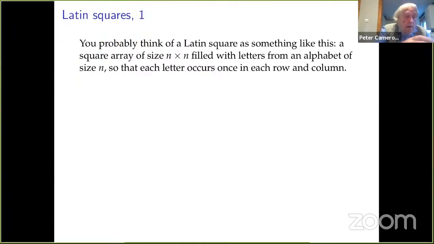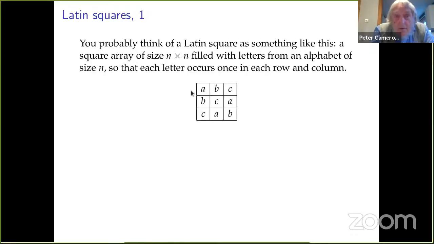Right, so now we're moving towards the diagonal business, but we have to stop and think about Latin squares first. So I hope you've met Latin squares in some bit of discrete mathematics before. And you probably think of it like this. A Latin square is a square array of size n by n, so just an n by n square with boxes. And these boxes are filled with letters from an alphabet of size n. And the requirement is that each letter should occur once in each row and once in each column.